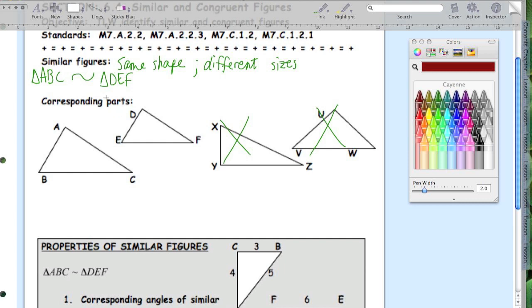Now with similar figures, you have corresponding parts, and corresponding parts just means parts that are in the same position. For example, AB, this line here, is in the same location as DE, so those are corresponding parts. AC corresponds to DF. BC corresponds to EF. So corresponding parts are the parts in the same relative position. Let's take a look at some properties that come out of this so we can analyze further problems.